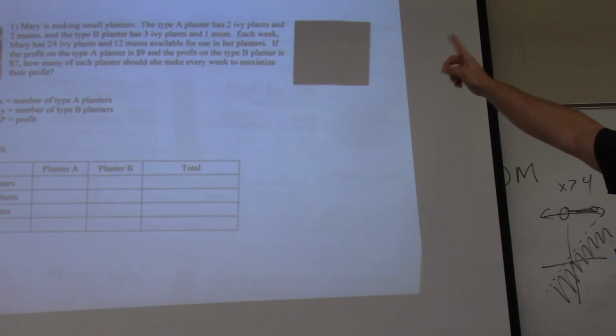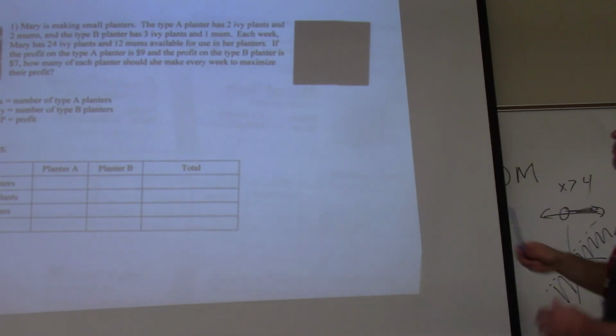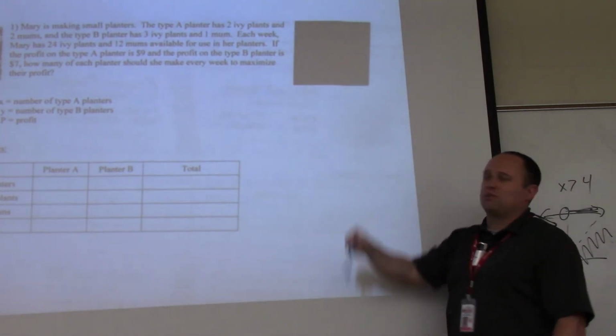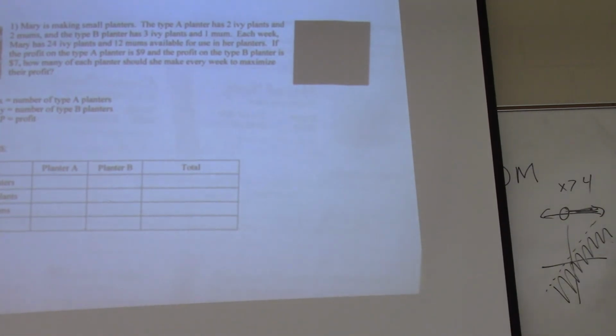And it's talking about ivies and mums. If you can't tell, this is ivy. Can you see that on your paper at all? Not so much. You can come out with a copy real good. Okay. All right. So there's that.